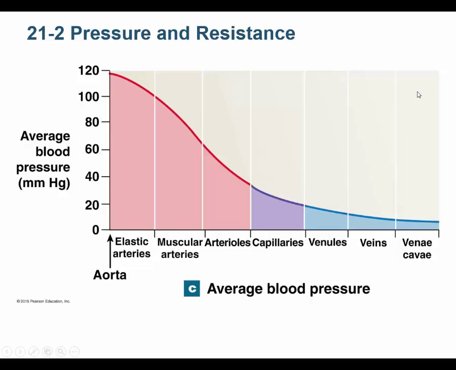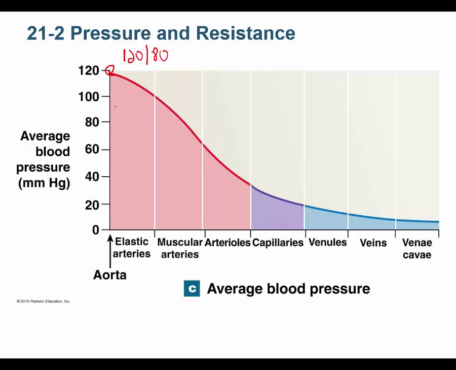This is showing you the average blood pressure in different blood vessels. As you can imagine, in the aorta, it's 120. Why? Because a normal blood pressure is 120 over 80. The 120 is actually a systolic pressure. That's when you're beating. So you can see the aorta has this average pressure of 120 right there.